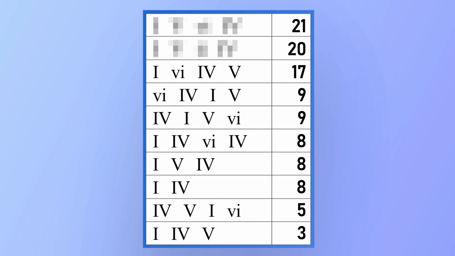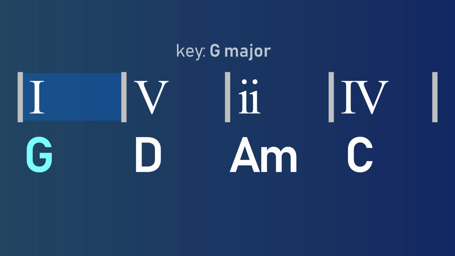So the last 2 chord progressions on this list have been used 20 times and 21 times respectively. I think you'd struggle to find another songwriter who's used a particular chord progression this often. You're probably already making some guesses at what these last 2 chord progressions are, so let's look at Taylor Swift's second favourite chord progression, which is 1, 5, 2, 4, or in the key of G major, that would be G, D, A minor, C.